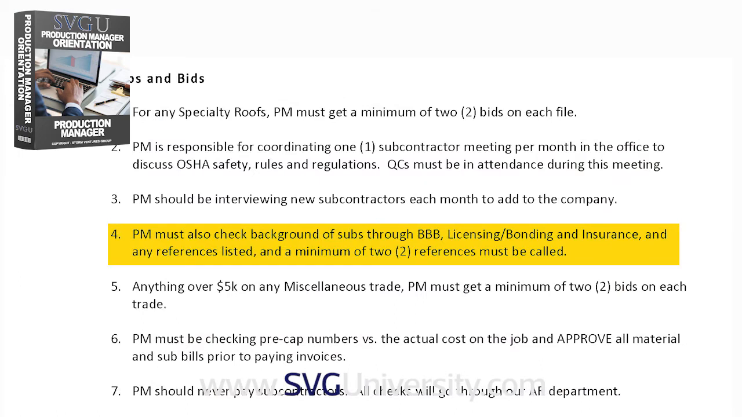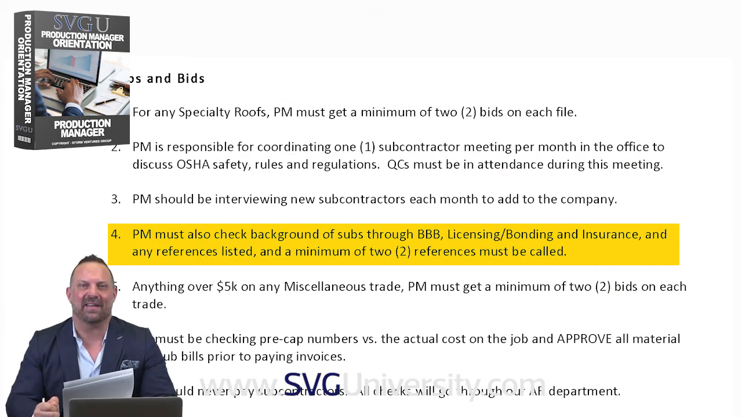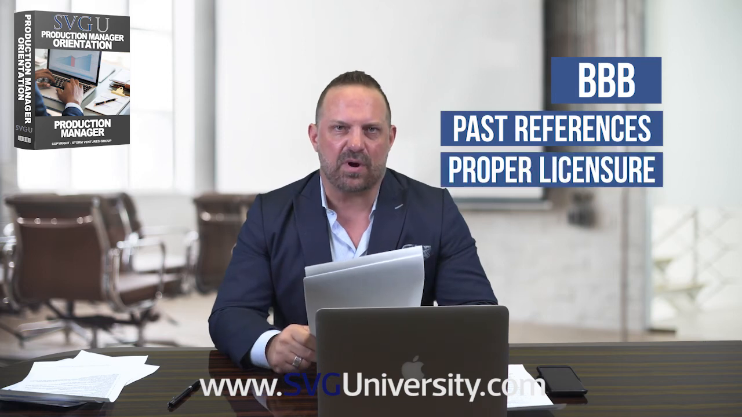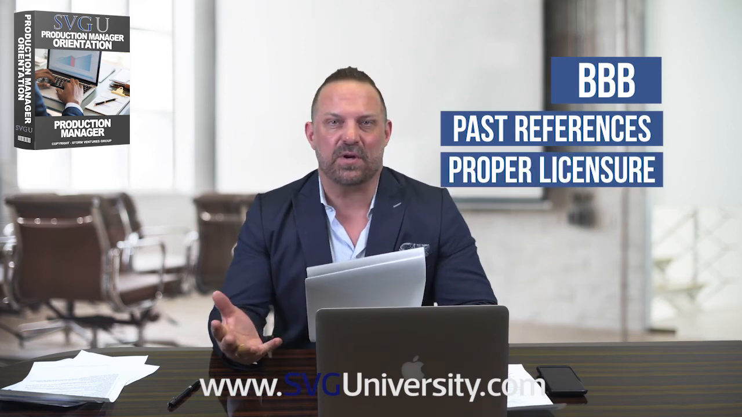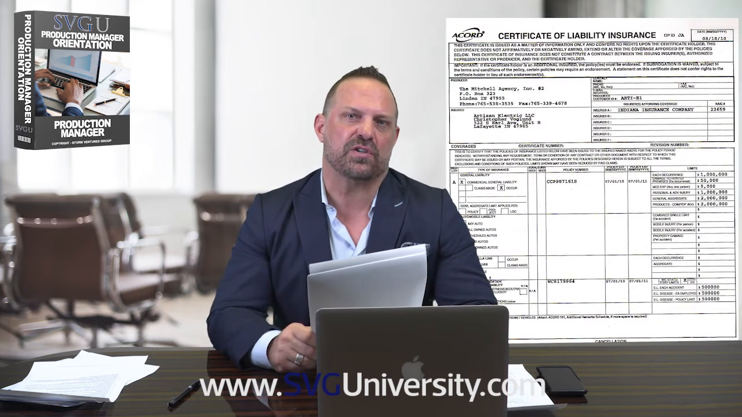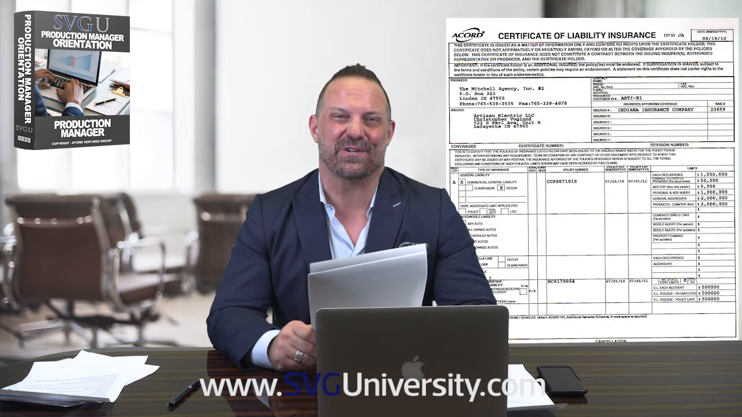Number 4, we already talked about this once, guys, but let me reiterate it. It's the office production manager's job to check the background of those subcontractors before they start work. BBB, past references, proper licensure. Some of them don't have licenses and aren't required. I get it, but they should always have GL insurance. Check their GL insurance. Make sure their GL insurance is accurate and not a fake. But it's your job as the office production manager to do that and possibly call 2 or 3 references each.